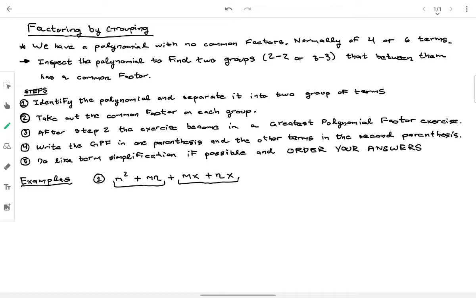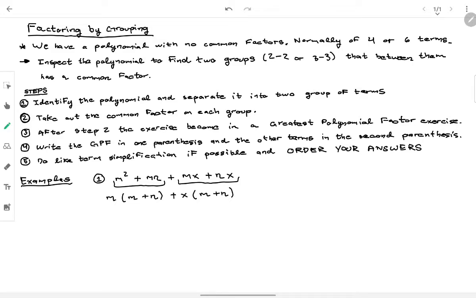So for the first group of terms, we can take out an m. If I take out an m, m squared becomes m, because it's multiplied by m. Plus mn becomes only plus n, because m multiplied by n is mn. And from the second group, I can take out an x. So I open the parenthesis: mx becomes m, multiplied by x, and nx becomes n, multiplied by x.